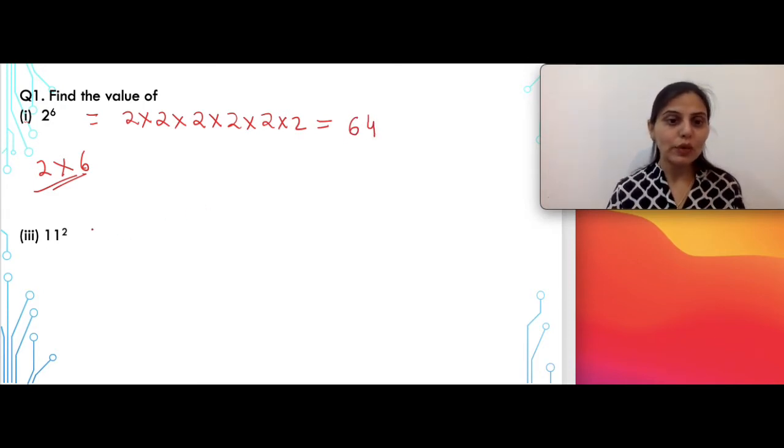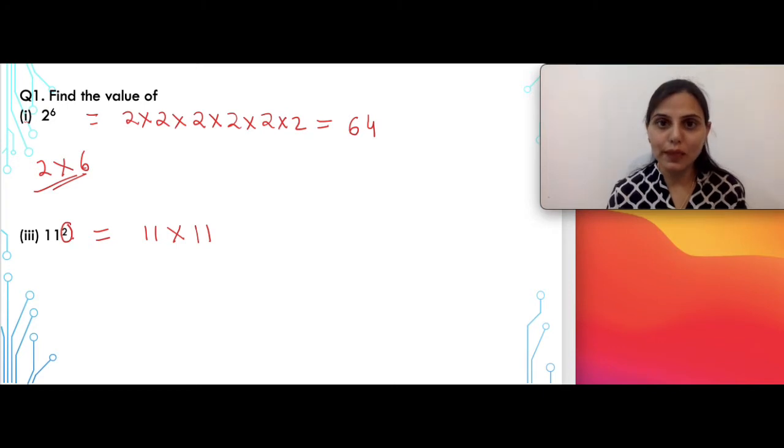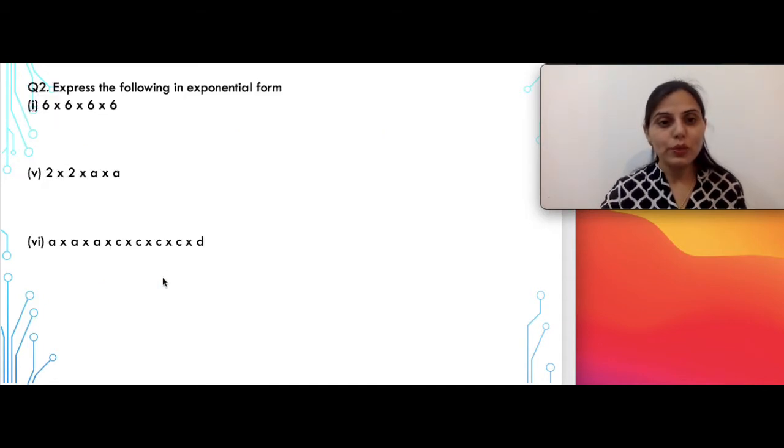Similarly, moving on to the next question. 11 square in this case means 11 multiplied by 11. I told you in the previous video, when the power or the exponent is 2, then it is read as square of something. Like in this case, it is 11 square. So 11 multiplied by 11, the answer will be equal to 121. Moving on to the next question now.